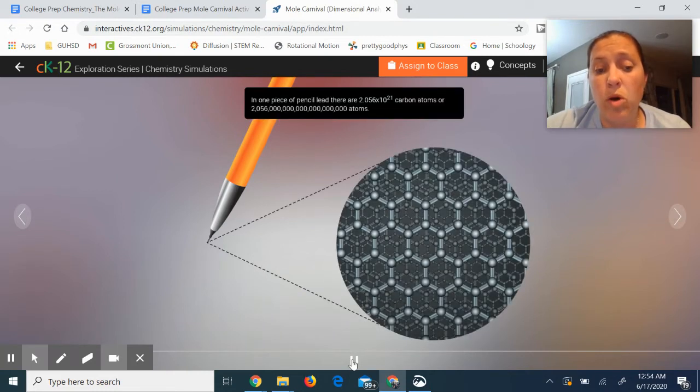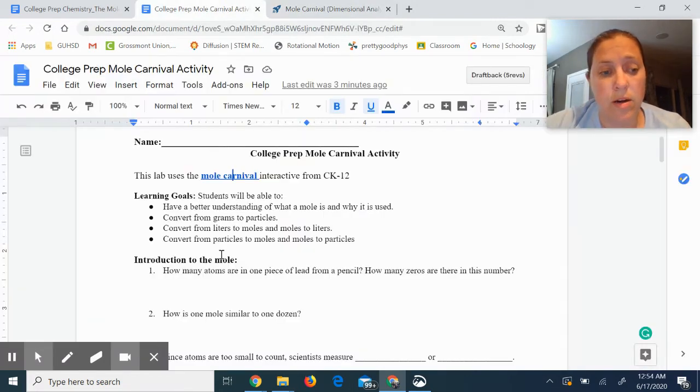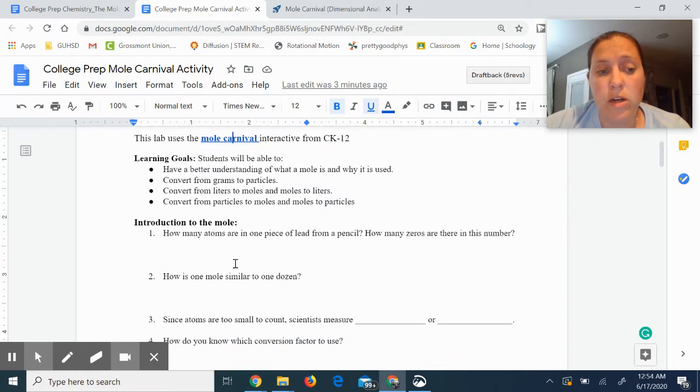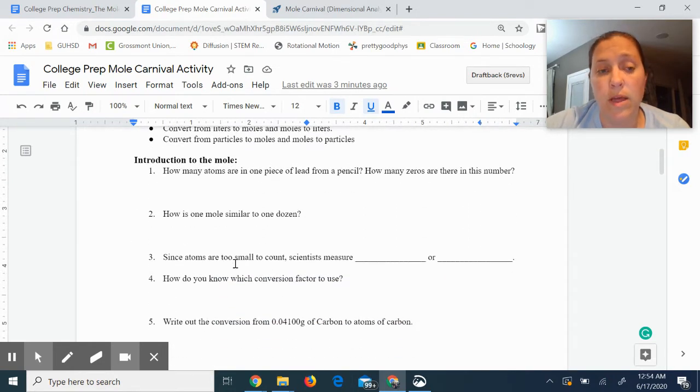Now, as it's walking you through these questions, you're going to answer these questions right here. These are going to be your introduction questions. They're kind of like a pre-lab. How many atoms are in one piece of lead from a pencil? And then how many zeros are there in this number? I want you to actually count those zeros. And you'll notice it's obviously going to be a lot of zeros. So it kind of gives you the reason for our need for something like a mole.